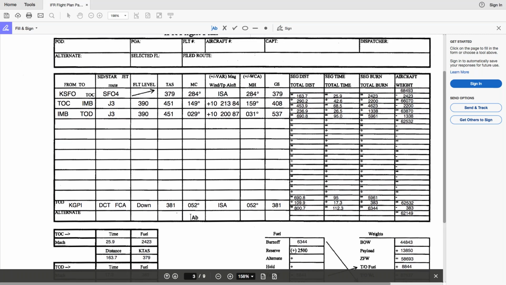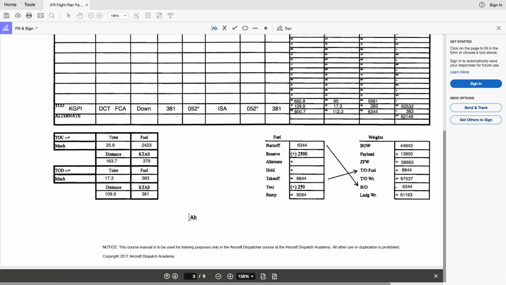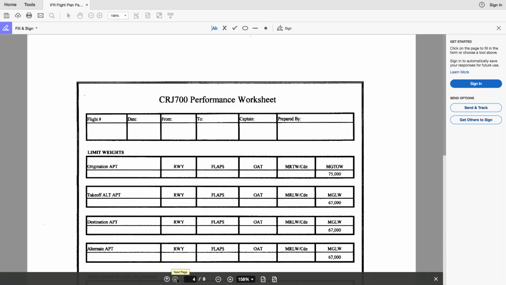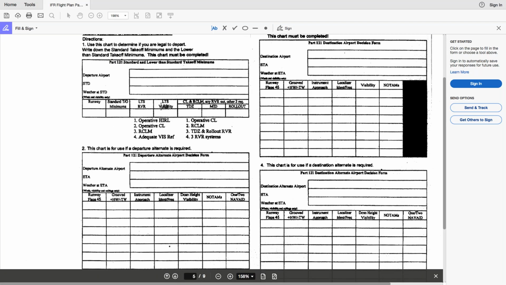So there we go. What about the other sheets in this packet? Do you want to see this filled out? Yeah, we're going to fill out all of the rest of the packet real quick. Okay, so we'll start with our airport information here. Departure airport, KSFO.